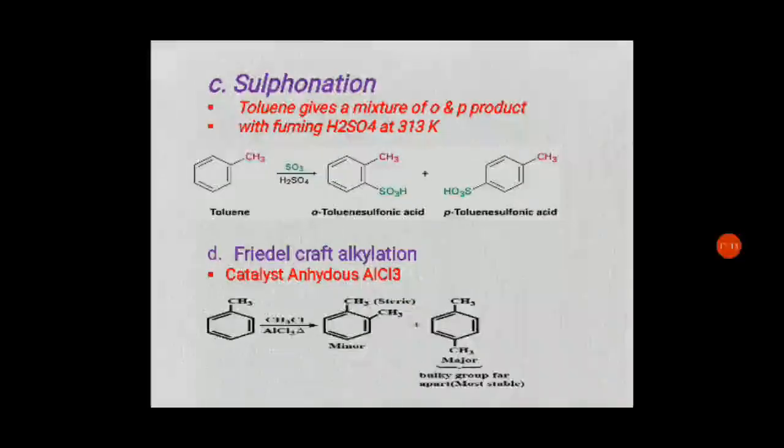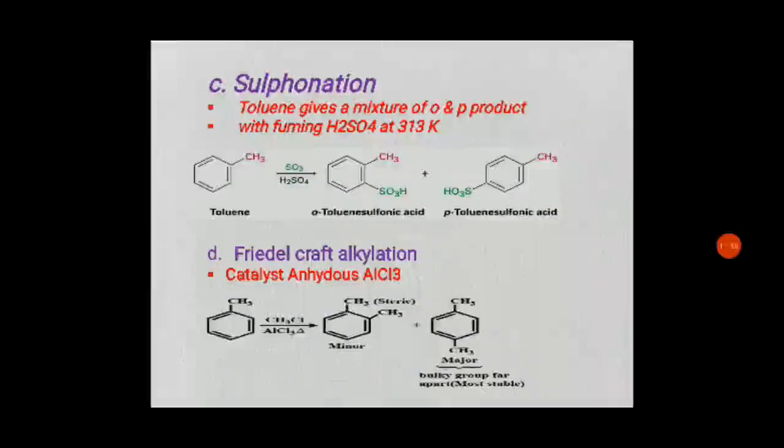The position just on the right side or left side of the methyl group is the ortho position. So it is the ortho position, SO3H is attached, and in the second product there is a para position because it is exactly opposite to the methyl group. This is the para position, this is the ortho position. So we get orthotoluene sulfonic acid and paratoluene sulfonic acid.